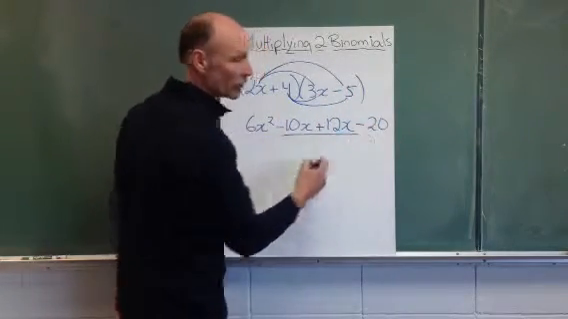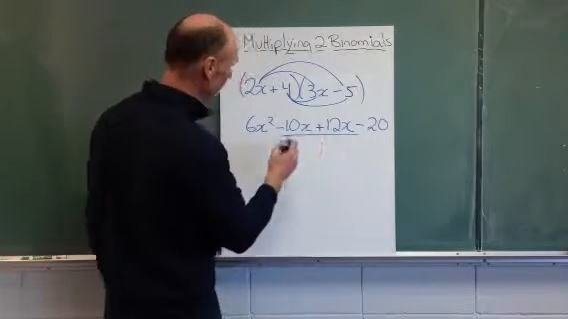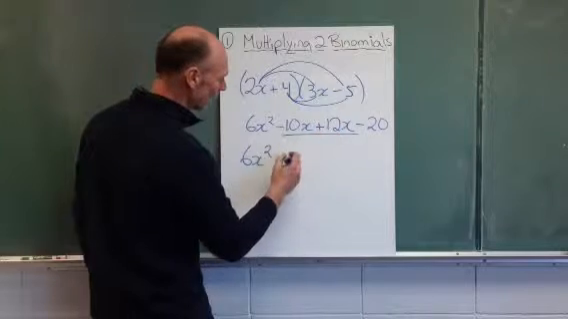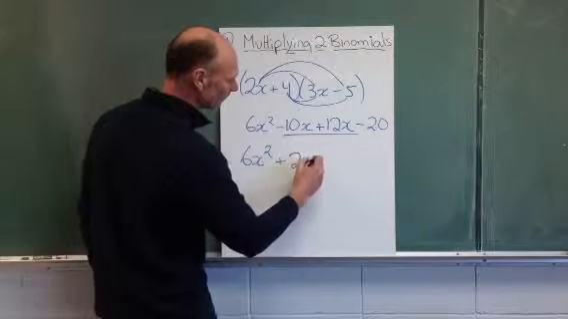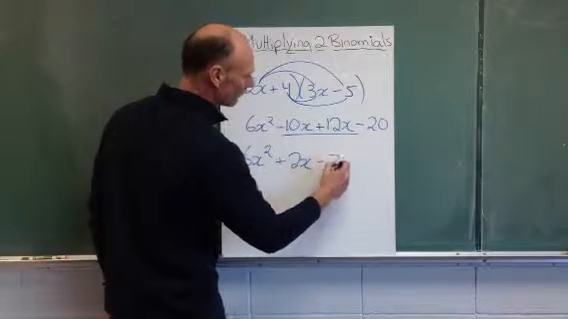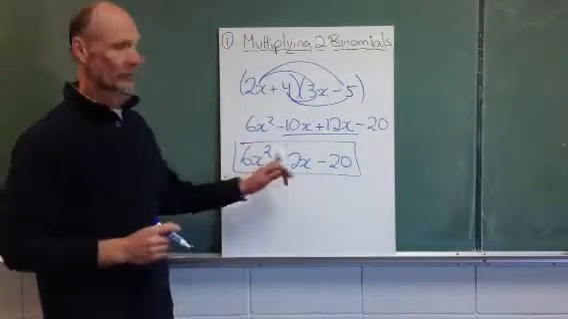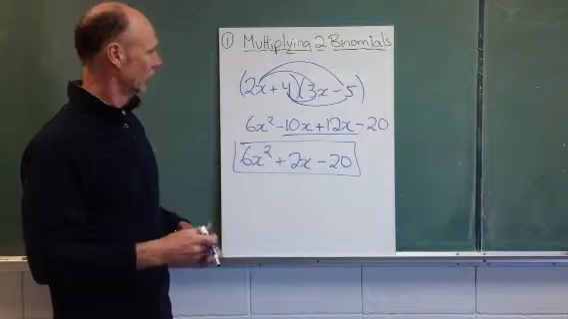And like almost always, we can simplify those middle terms. So we have 6x squared, negative 10x's and positive 12x's is positive 2x's, and minus 20. And that's my simplified answer. I can't go any further. Of course, those are unlike terms, so I'm done.